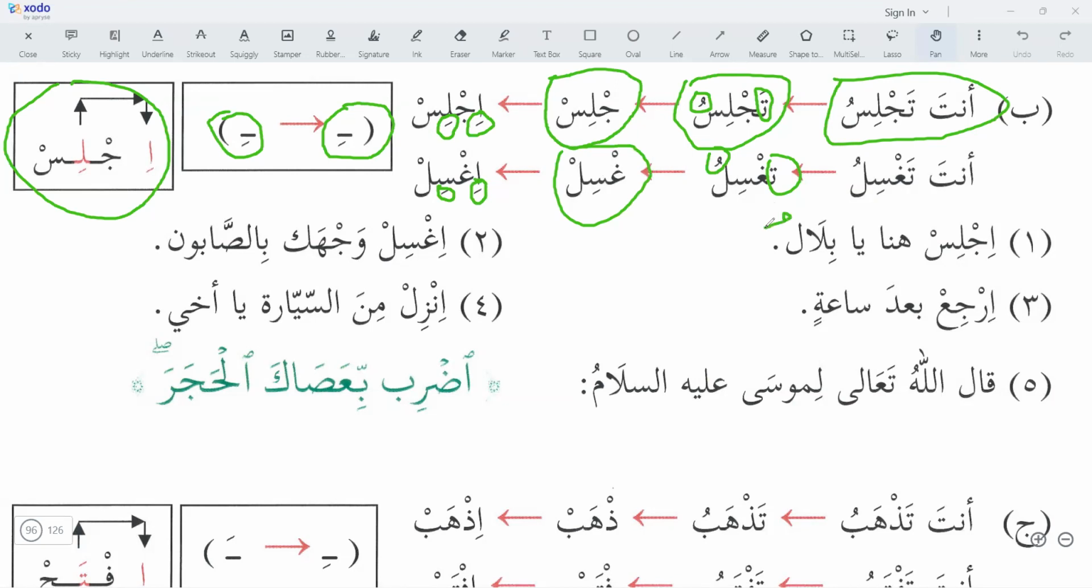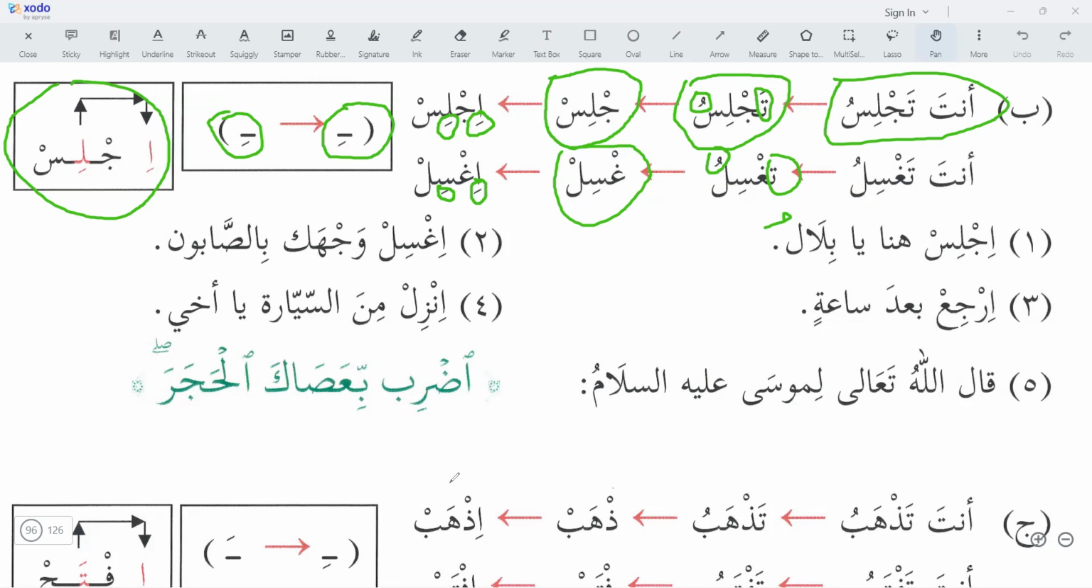Okay, who will read this one? Shall I read, sir? Okay, please read. Bismillahir Rahmanir Rahim. Number one. Ijlis huna ya Bilal. Sit here, O Bilal. Ighsil wajhaka bis-sabuni. Wash your face with soap.